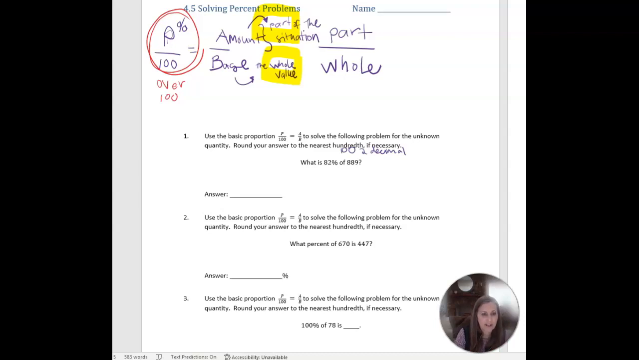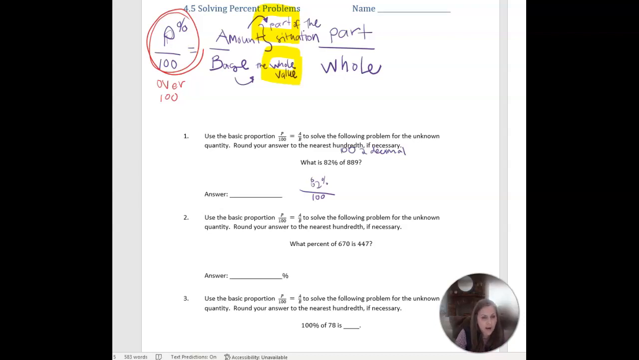Off the top, I don't even have to think about this. Our percent goes first, and you always put that over 100. You don't have to think about that. When you see a percent sign, you are talking about something out of 100. So that part is easy.